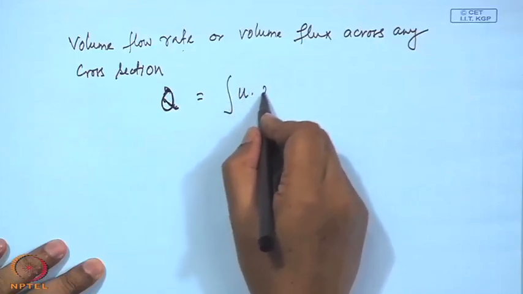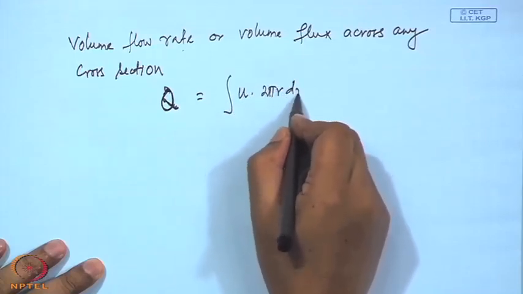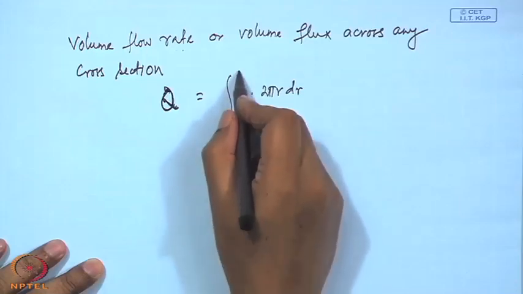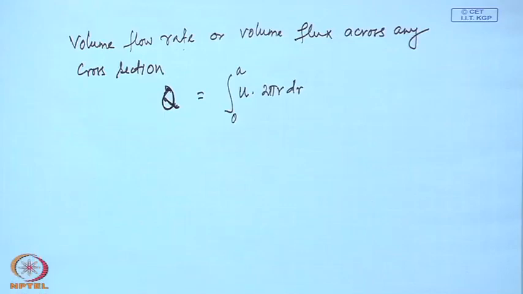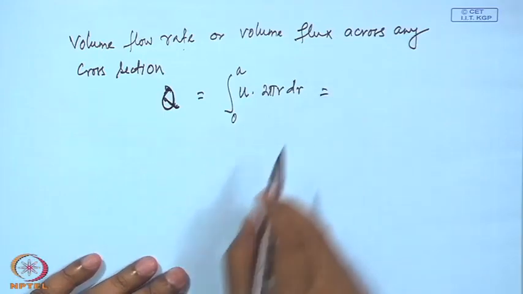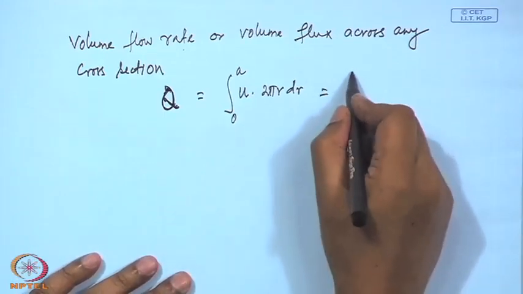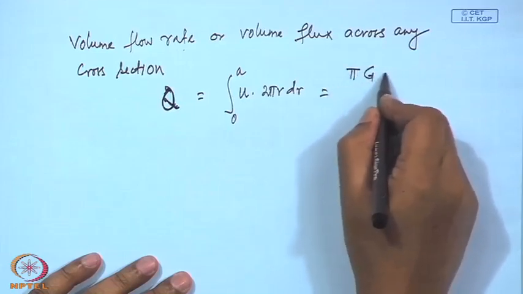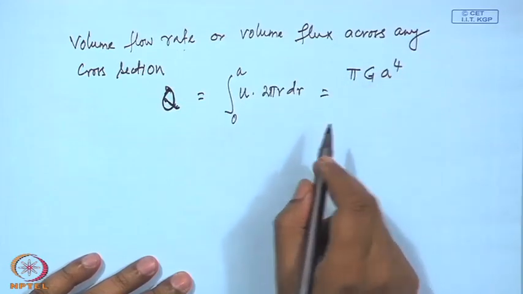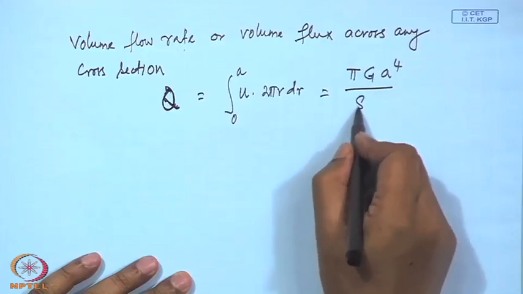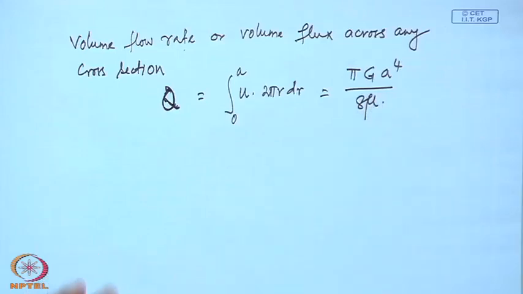u, area is 2 pi r dr, integration from 0 to a. This will come as pi g a to the power 4 by 8 mu. So, instead of writing this g, we now can write it in terms of some pressure, or the modified pressure, to be precise.